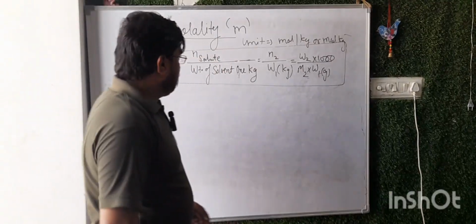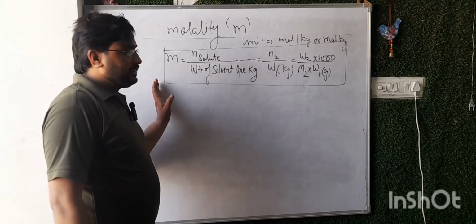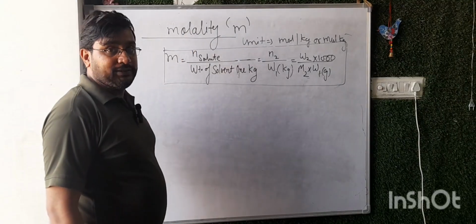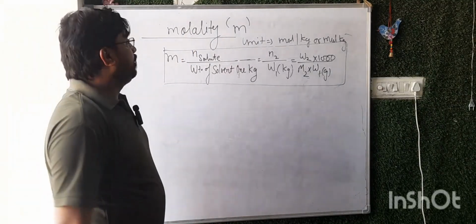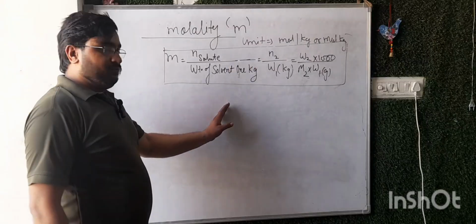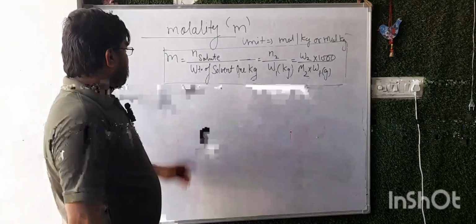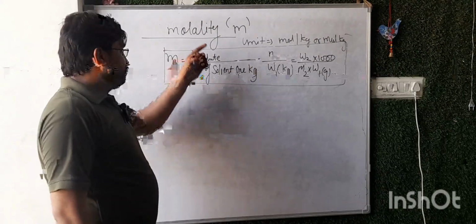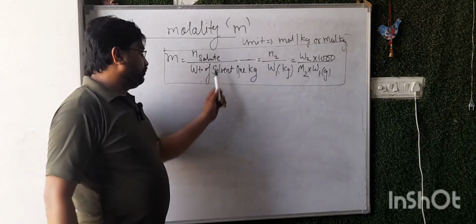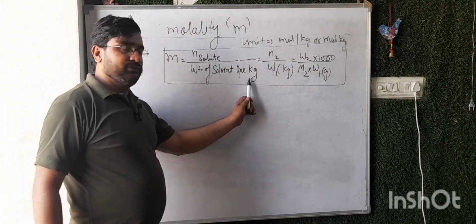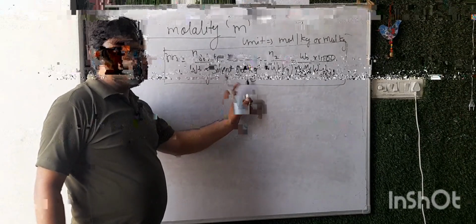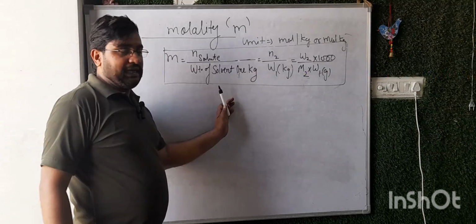Class 11, we are having the second topic of concentration, that is molality. It is not molarity, it is molality. What is the symbol? Small m. And here the first formula for molality, small m, is mole of solute divided by weight of solvent in 1 kilogram. So this is the difference between molality and molarity.